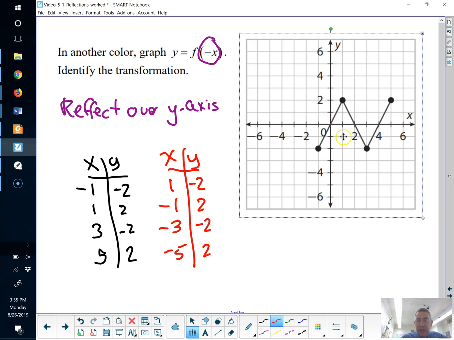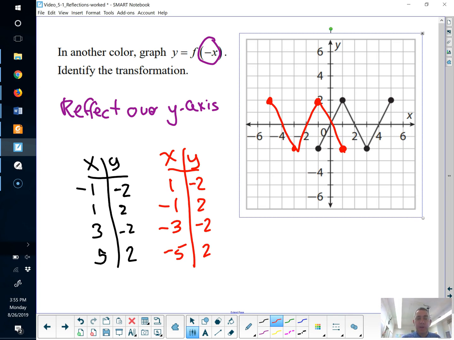So 1, negative 2 is a point. Negative 1 and positive 2 is a point. Negative 3, negative 2 is a point. And negative 5 and 2 is a point. And we connect them. And you see that this is reflected over the y-axis. If you did a little folding, it would all come out on top of each other.